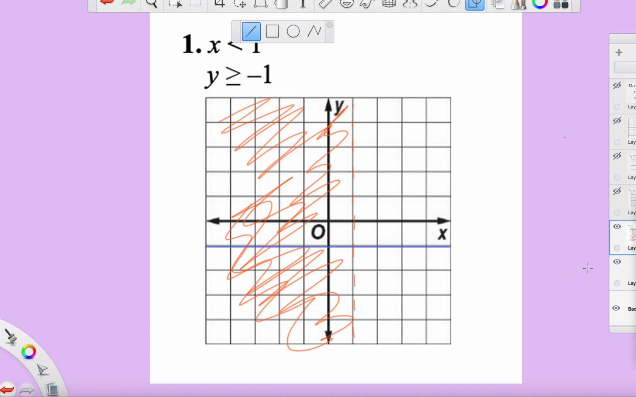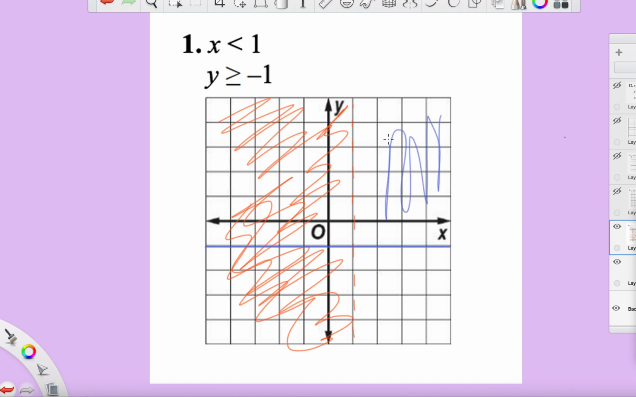Ta-da! There it is. There's that line. And so it's a solid line, whereas this was a dotted line. You can sort of see the dotted line there. This is a solid line. And now we're going to graph everything greater than that. Everything above that line is a solution, right?